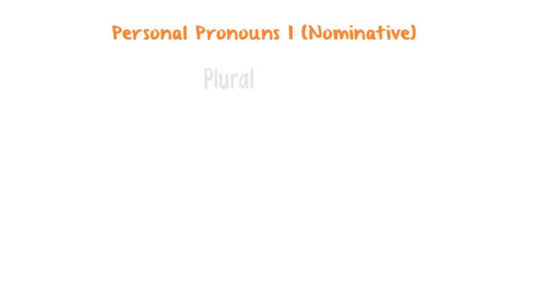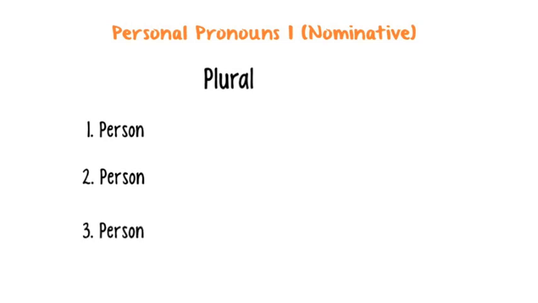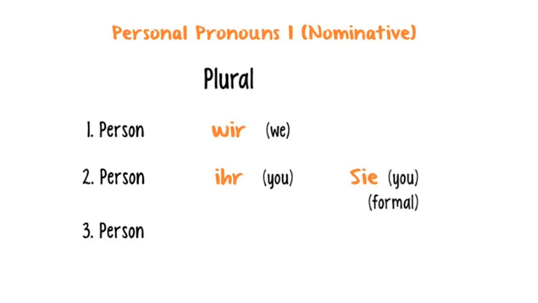Now let's continue in the plural form in the first, second, and third person. In the first person we have the word wir, which is equivalent to we. In the second person we have the word ihr, which means you. Also here in the second person plural we have the formal form of you, which is Sie as well. And in the third person plural we have the word sie, which means they.